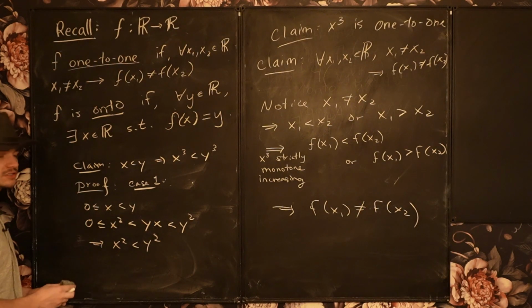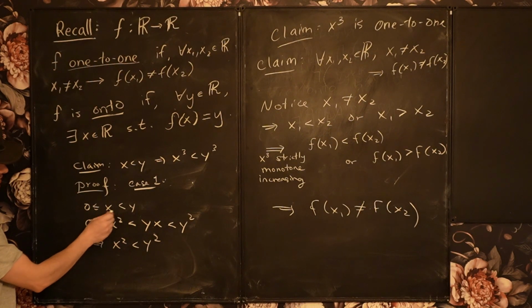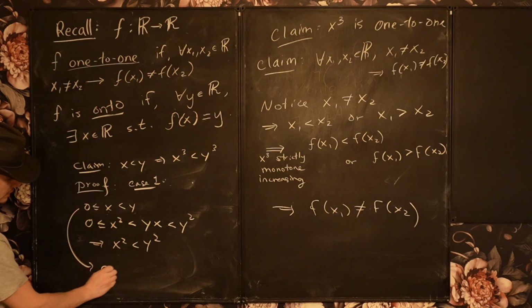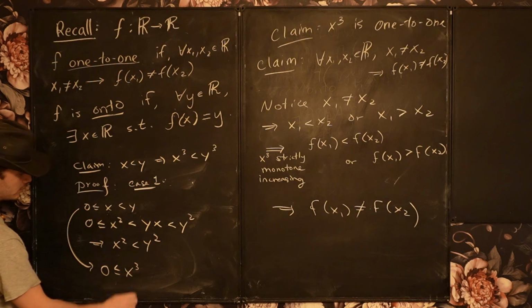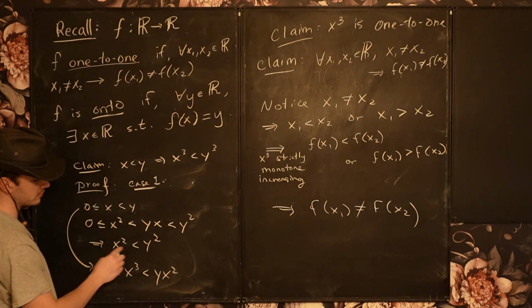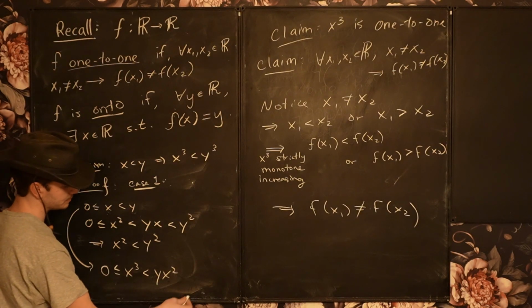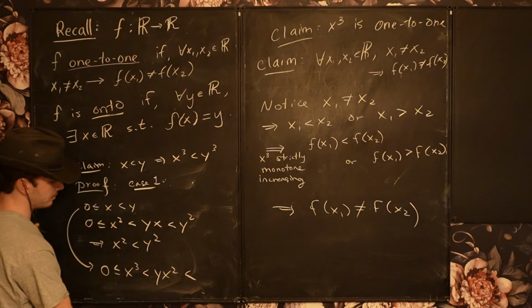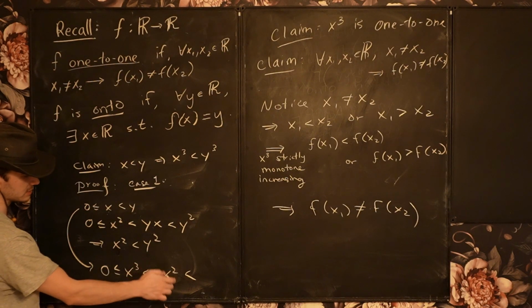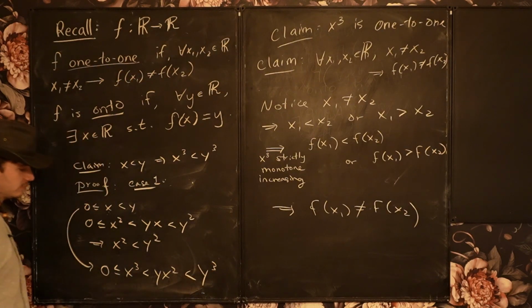Then I'm going to use this fact. I multiply by x squared on both sides, and I get 0 is less than or equal to x cubed, which is less than yx squared. Then I use the fact that x squared is less than y squared, and multiply this inequality by y on both sides, since y is positive, to get that yx squared is less than y cubed, which tells me that x cubed is less than y cubed.